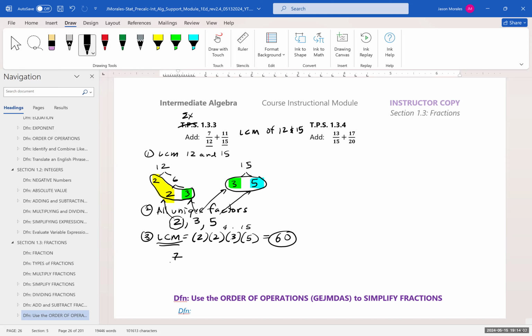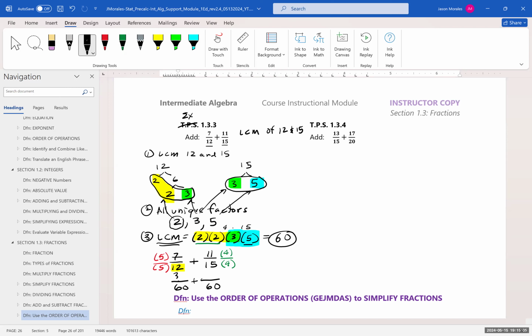So we need to figure out how to make a denominator of 12 so that it will become a denominator of 60. And then we got to figure out how to make a denominator of 15 also have a denominator of 60. So notice here that when it comes to 12, our least common multiple has 12 in it. Okay, but what's left? 5. So that means we're going to multiply the numerator and denominator by 5. And when it comes to our fraction 11 over 15, our least common multiple has 15 in it. Well, what's left? 4. So we're going to multiply the numerator and denominator by 4.